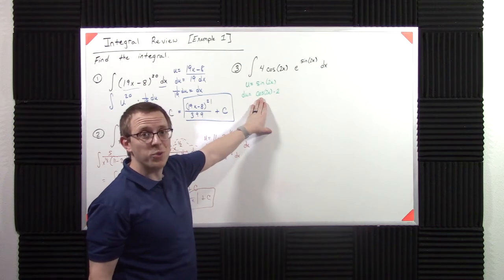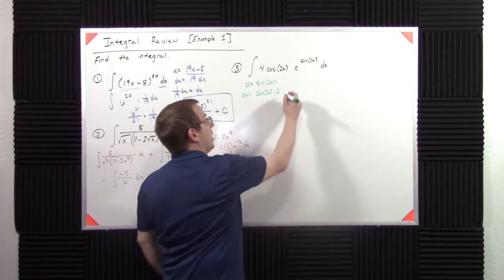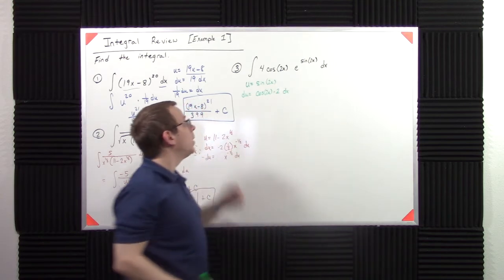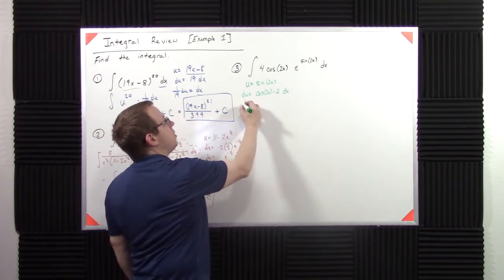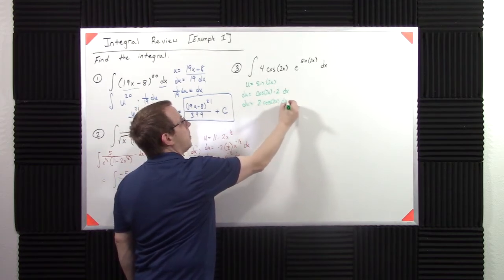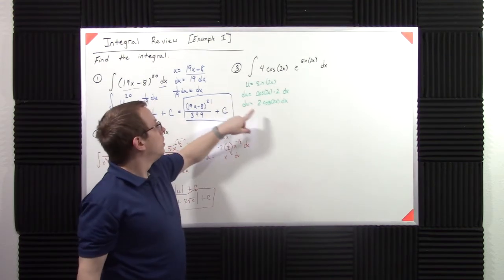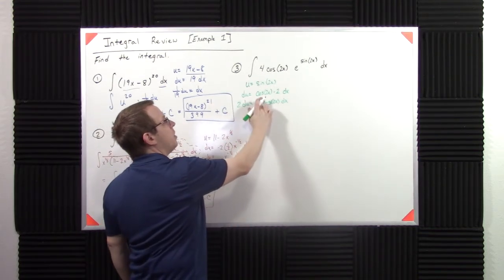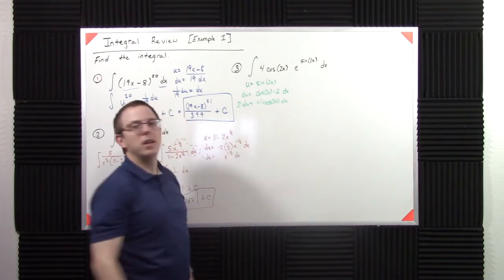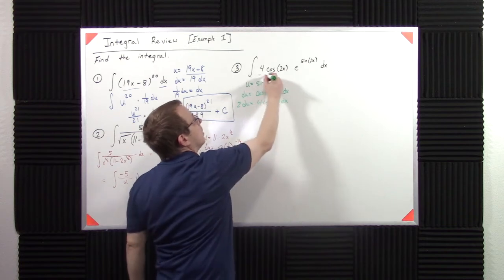So we have cosine of 2x, we chain it with 2 here, and then we have dx. So du is actually 2 cosine 2x dx. Okay, great. But I have a 4 here, so I could just say 2 du is that. That's fine too. So I have a 4 cosine 2x dx.